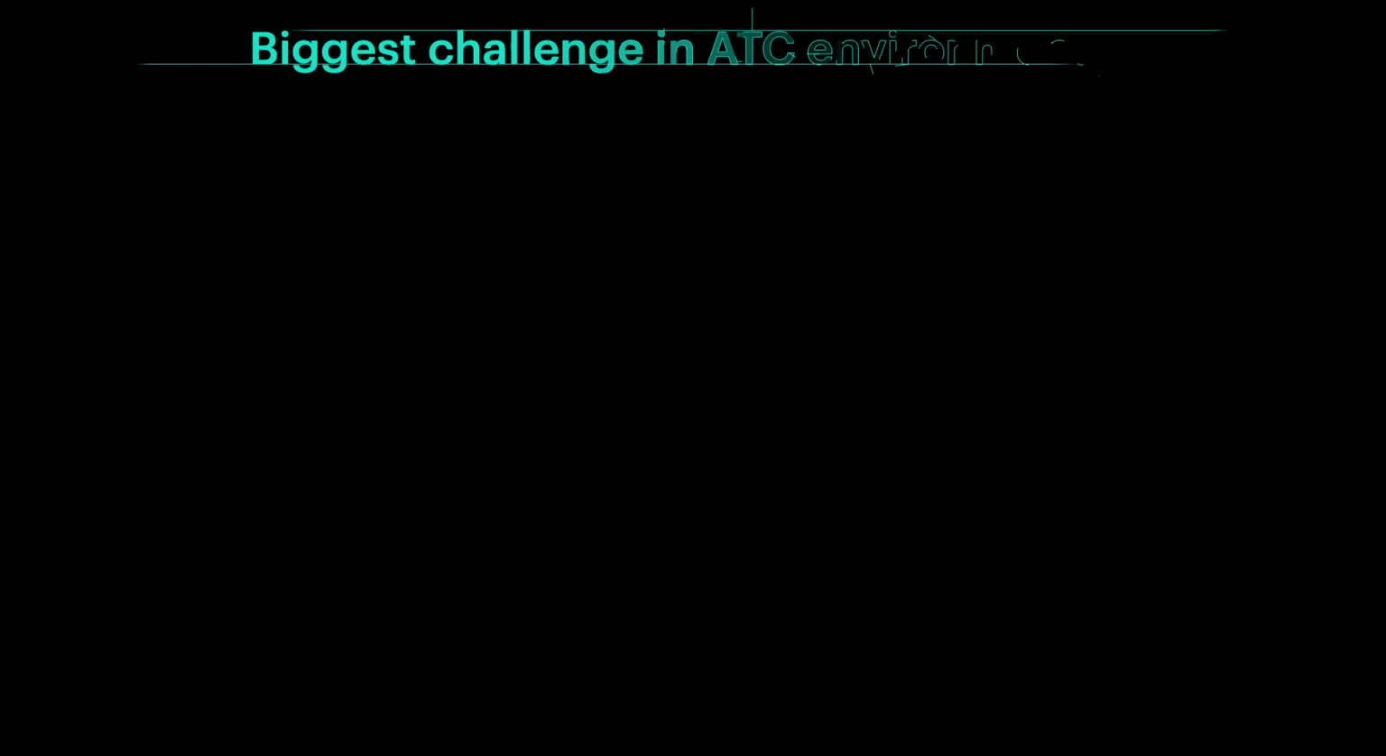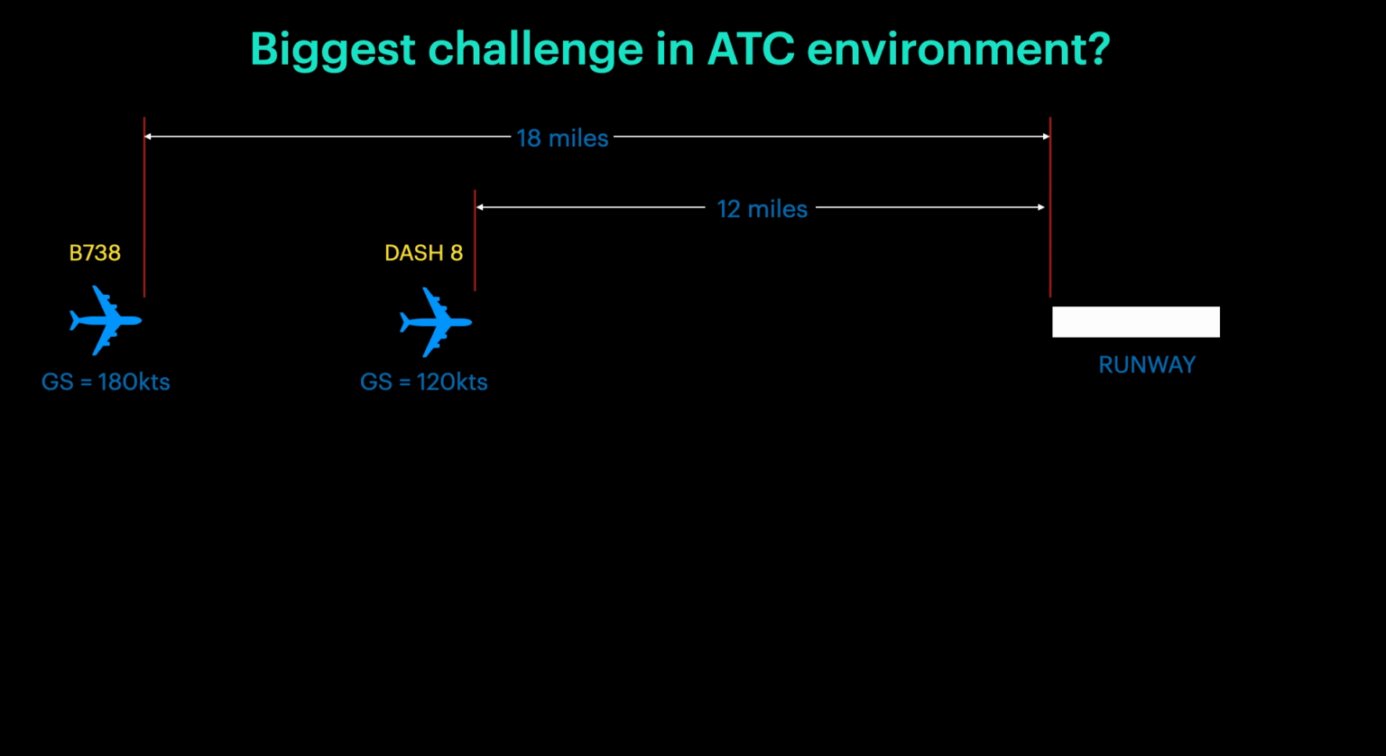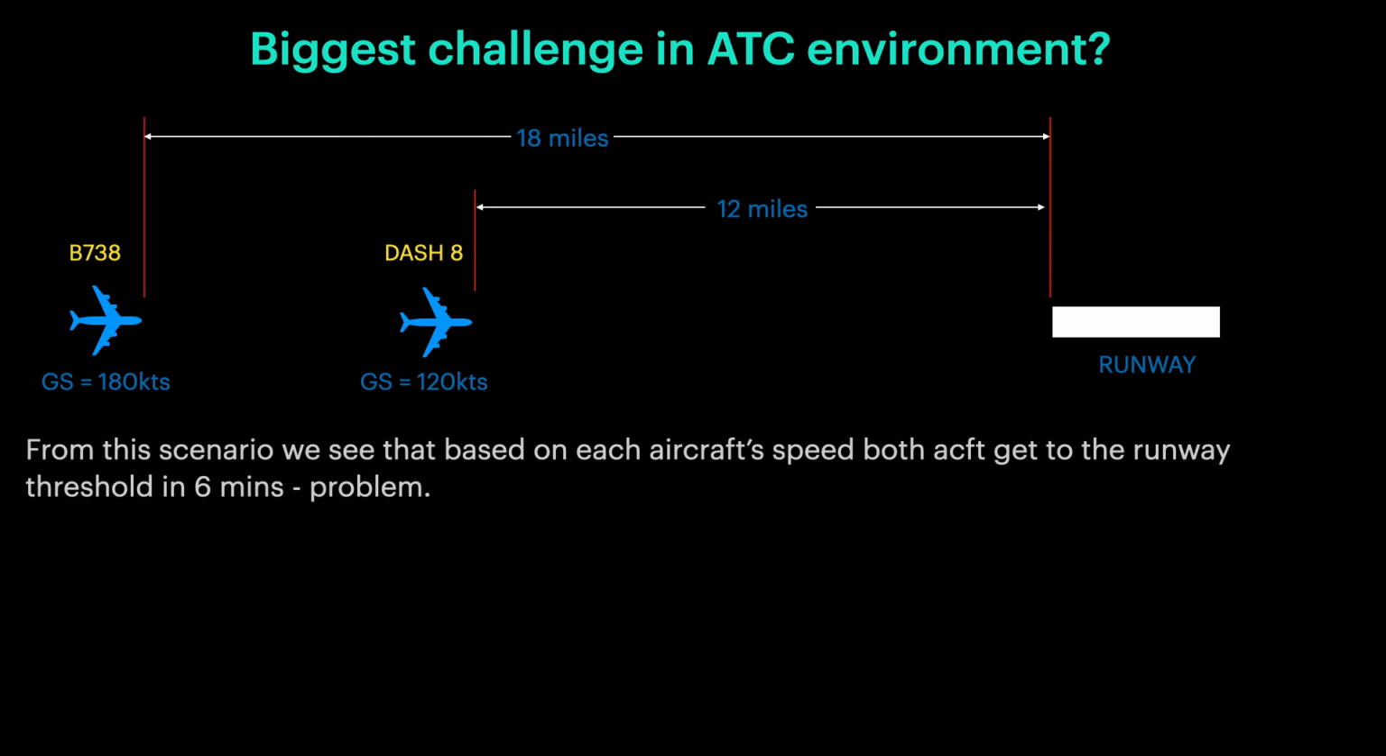Okay, so the biggest challenge in the ATC environment is when you have this situation. You've got this slow aircraft, in this case the Dash 8, and he's on a 12-mile final, and you've got the 737-800 behind him who's doing 180 knots. Now we can see from this scenario that based on each aircraft's speed, both aircraft get to the runway threshold in roughly 6 minutes. And that's just using simple maths. You can see the ground speed of, and I won't go through the maths, but anyhow, it's quite easy.